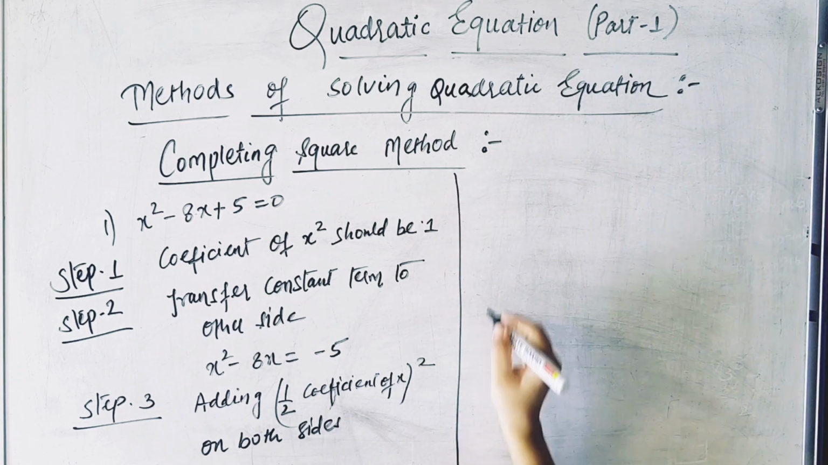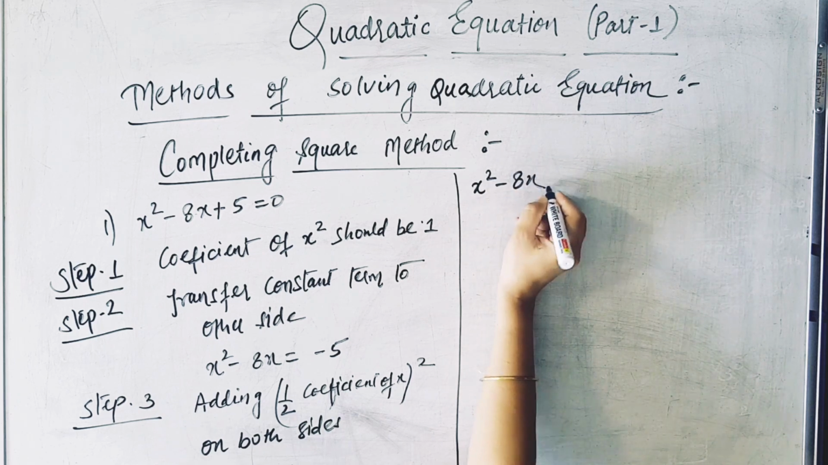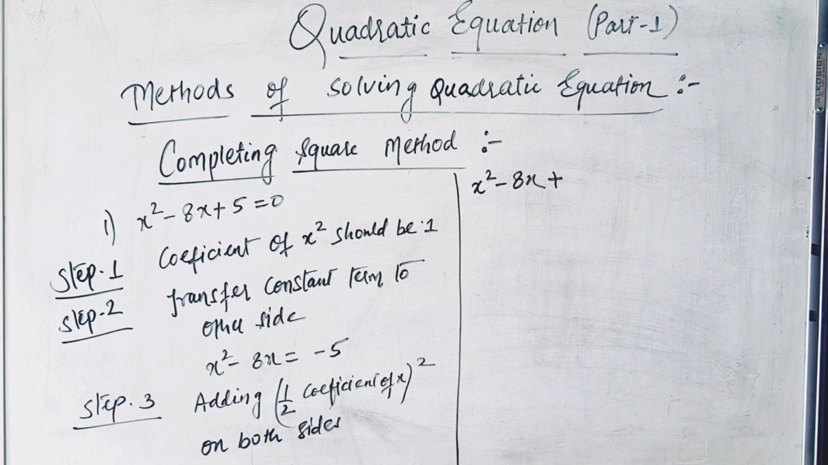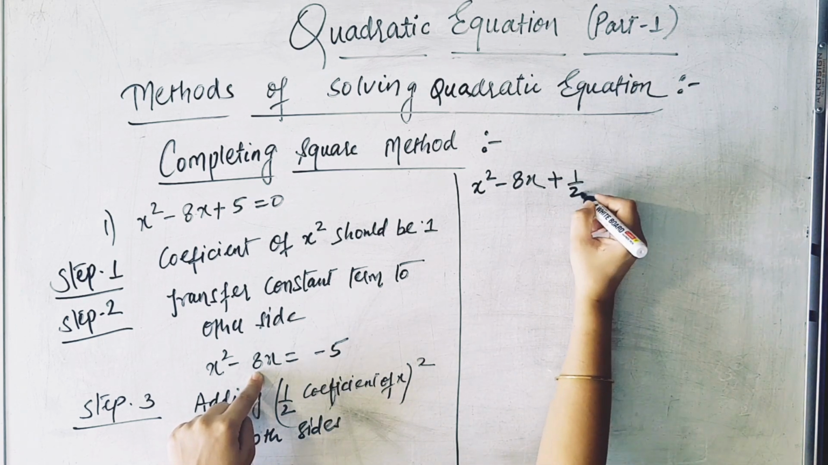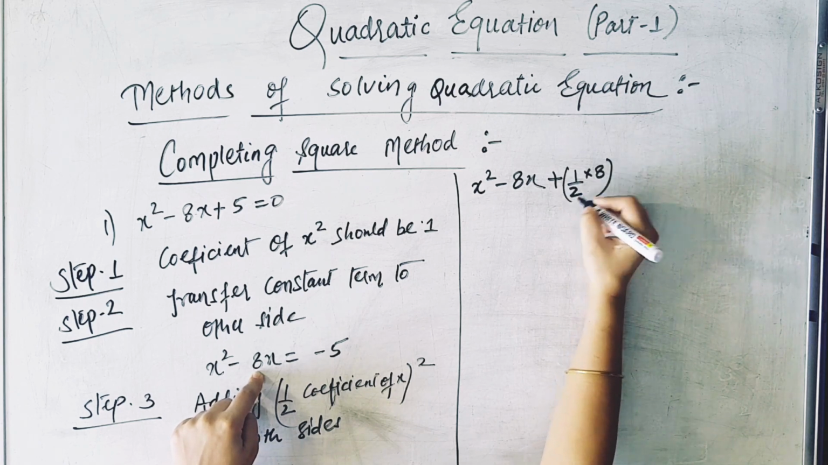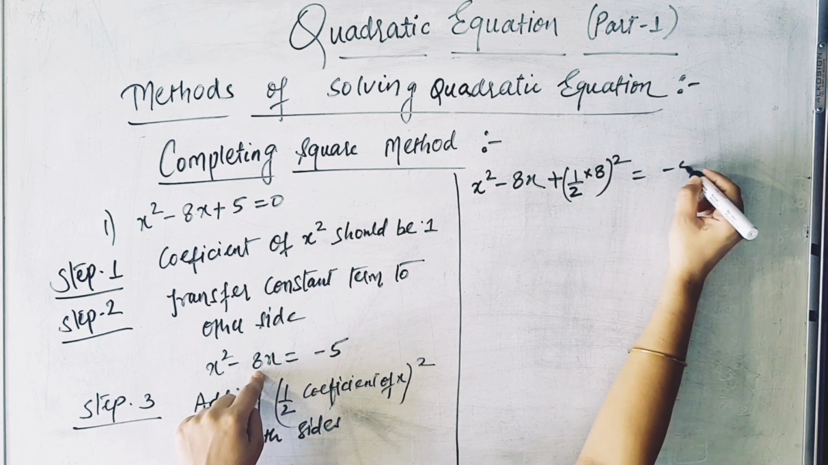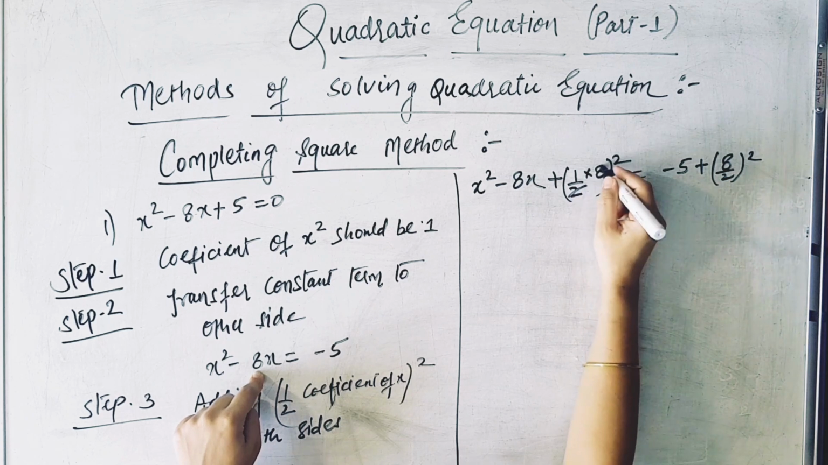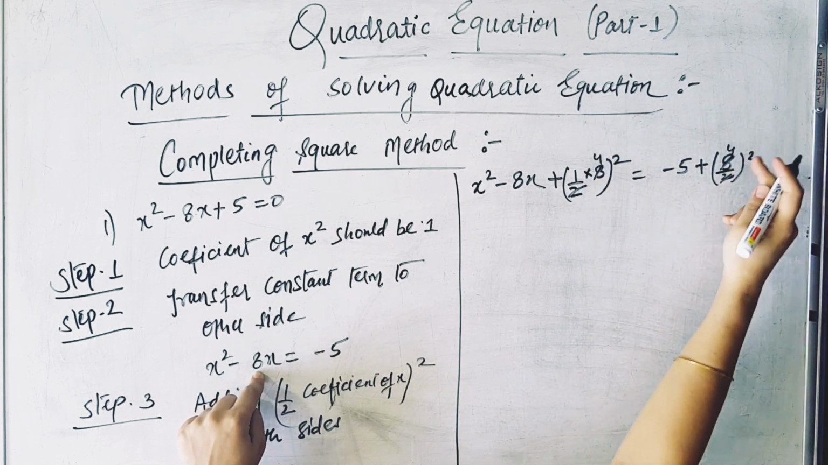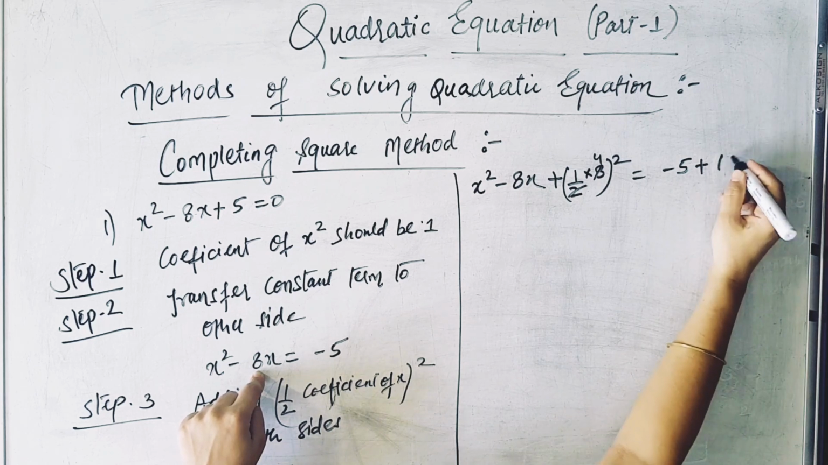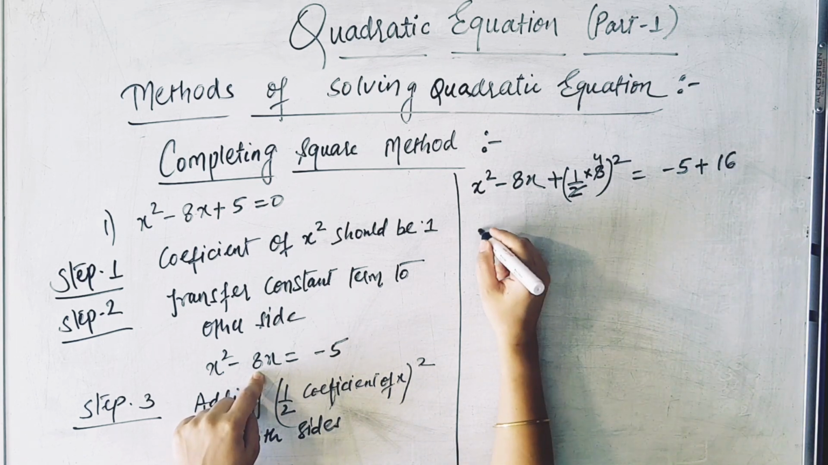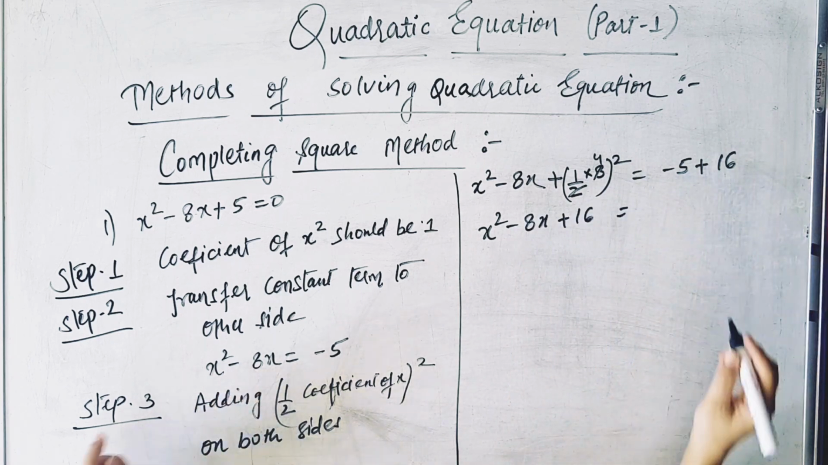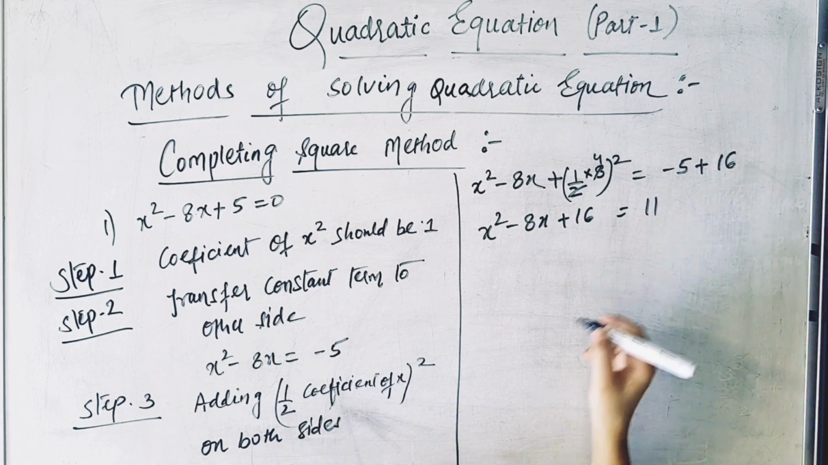So now what we'll get: x square minus 8x is already there. What to add? Half coefficient of x whole square. Half coefficient of x is 8/2, whole square, thus we'll get 4. 4 square, that means here we have to write 16. Now we'll solve x square minus 8x plus 16 minus 5, we'll get 11.